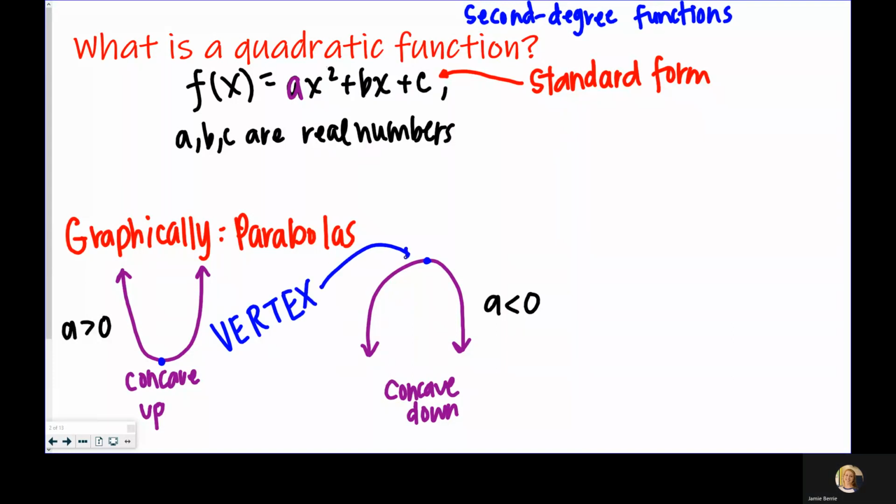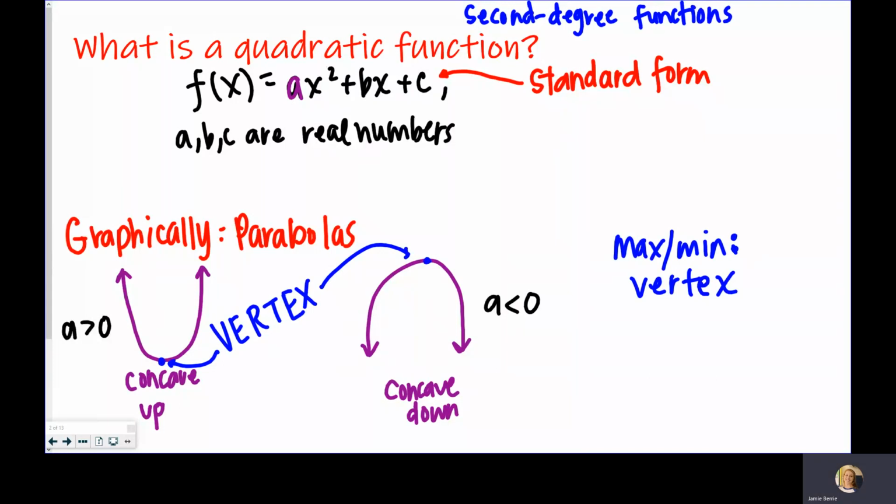So you can see that if my graph is concave up, then the vertex is going to be the minimum. So it's the minimum point. And if my graph is concave down, the vertex will be the maximum point. So anytime you're asked to find the max or the min, so the maximum or the minimum, and you're dealing with a quadratic function, just know that that's referring to the vertex.